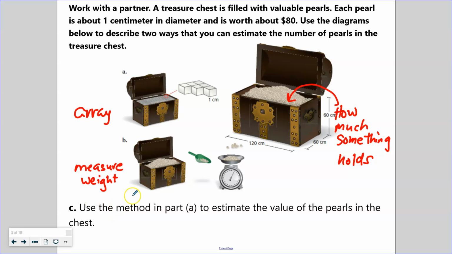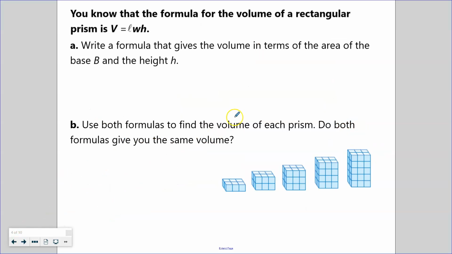All right. And we're not going to do C. All right, so you know the formula for volume of a rectangular prism is volume equals length times width times height, right? Or we know that length times width equals the area, right? And so that's how volume equals area of the base times the height. Okay, so that's just how that comes about.